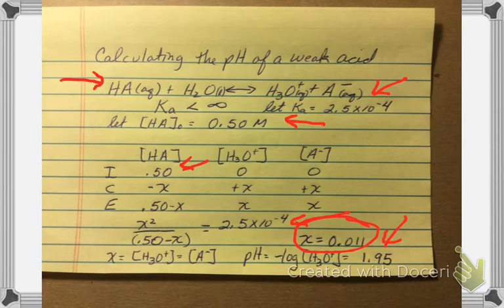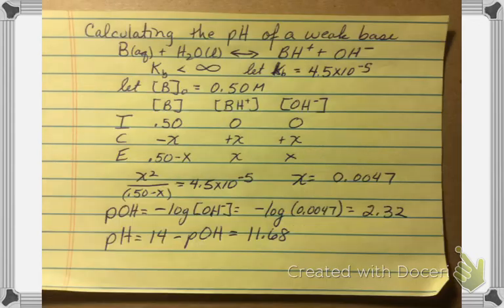So in this example, we have talked about how you calculate the pH of a weak acid. Now let's proceed and talk about how you calculate the pH of a weak base. Again, the ionization equation for a base is B, being the base, plus H2O goes to BH plus plus OH minus, B being a proton acceptor. For a weak base, K is much less than infinity, and in this case I took a different value for Kb. It's 4.5 times 10 to the minus fifth, but I've kept B naught the same, 0.5.